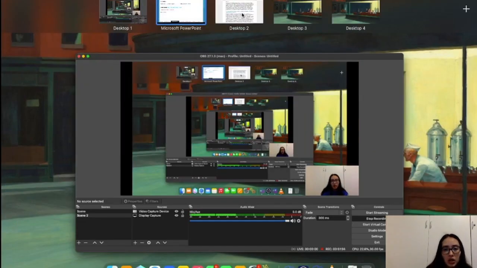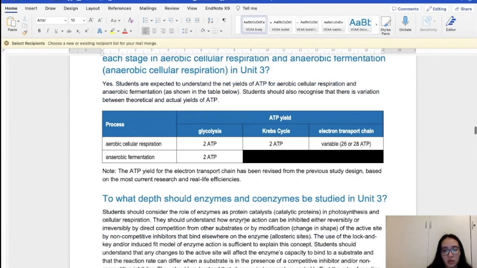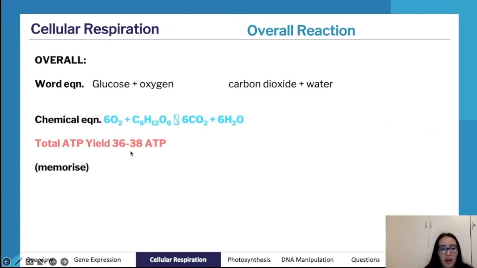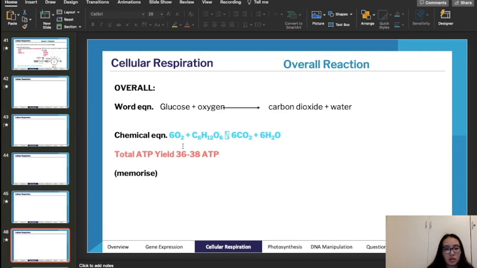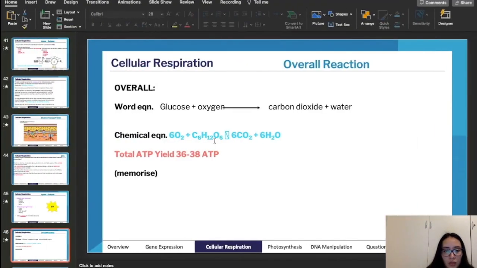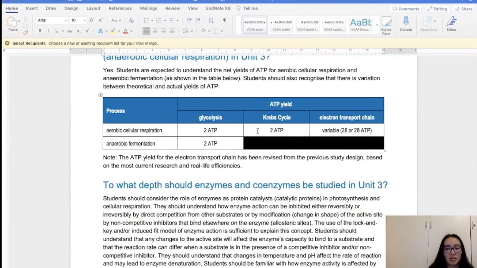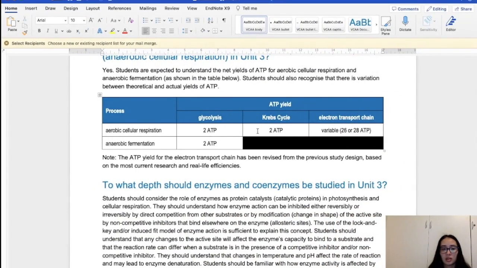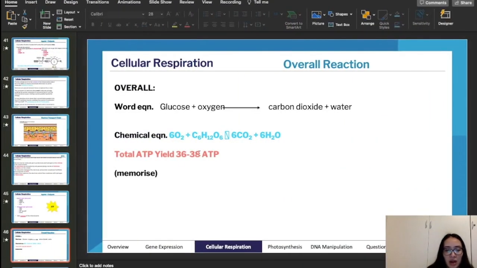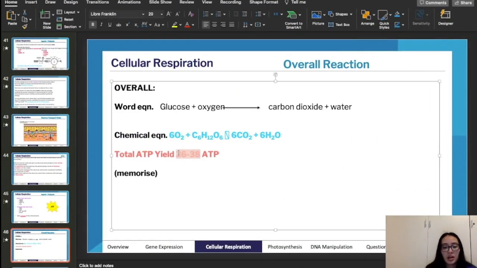I just want to make sure I've got the right amount of ATP. Okay, so it should be 26 to 28. Oh, this is the overall formula. Oh yeah, that should be fine. 26, 28. No, it should be about 32. So I might just say 32 here. I will edit that on your actual slides.